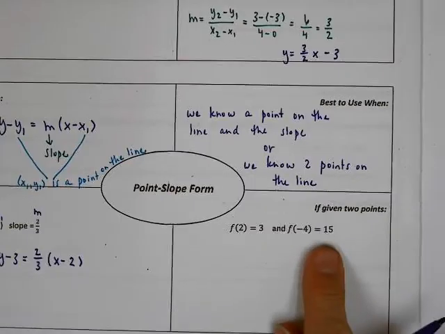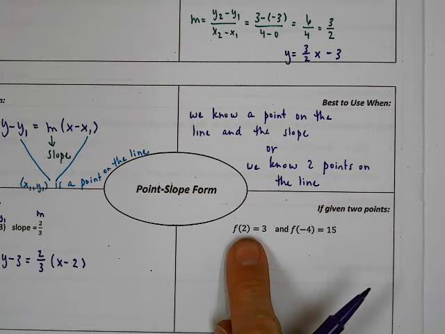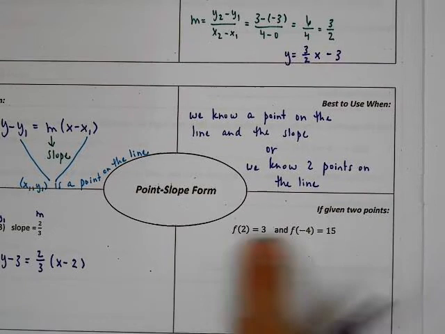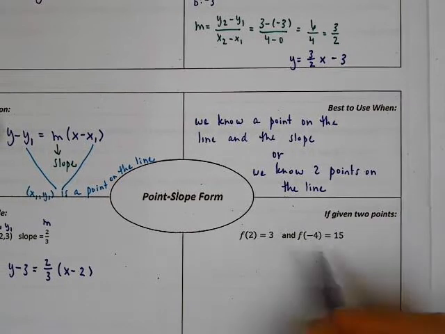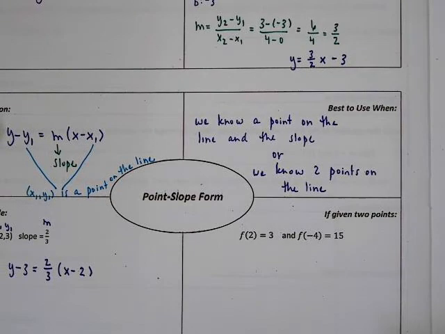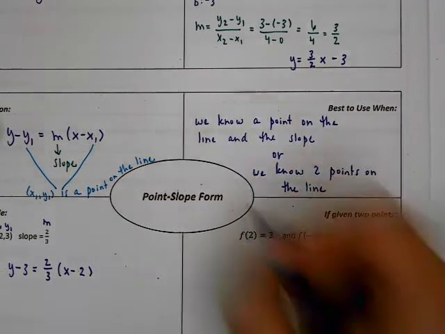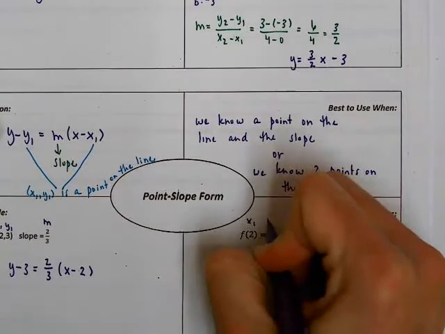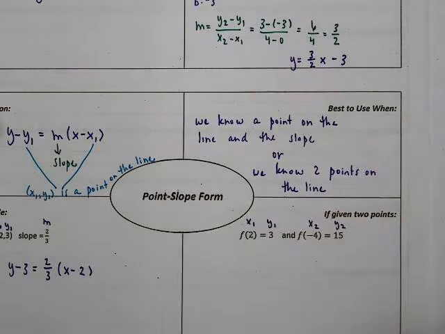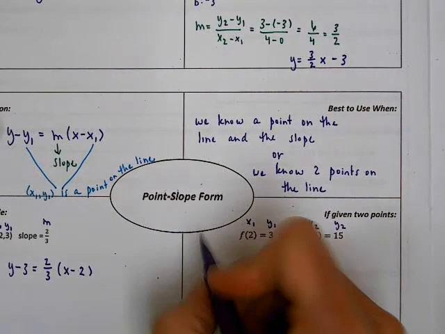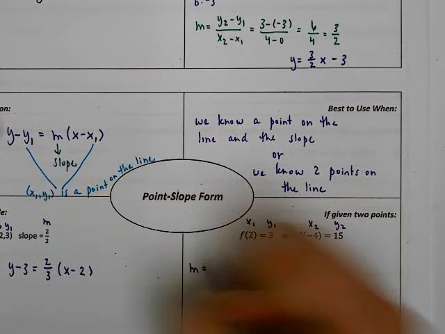Likewise, if we're given 2 points, and here I notice I don't have the y-intercept because I don't have a point where the x-coordinate is 0. So if I have 2 points, I'm going to go through and use point slope form again. So now I know this is x1 and y1. I have x2 and y2. So just like above, I'm going to have to use my slope formula to figure out the slope.